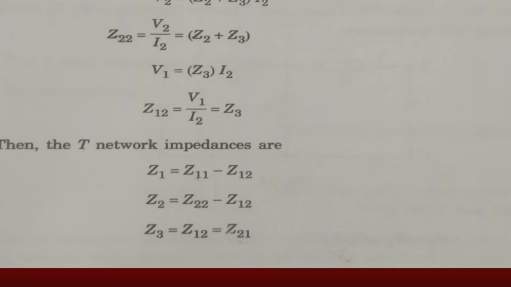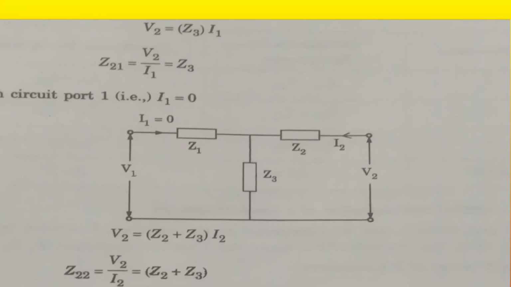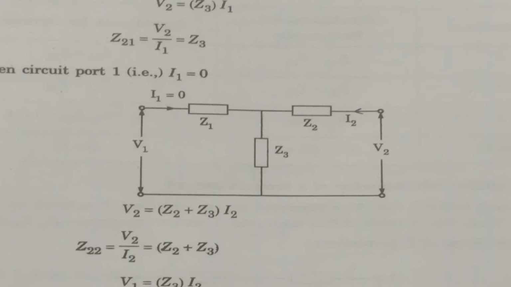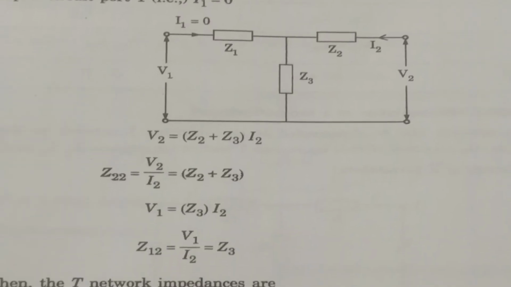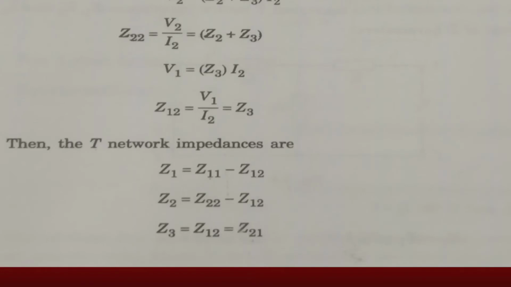We are getting this from the equation Z3 equal to Z12, and from the other equation we already got Z3 equal to Z21. So Z3 equal to Z21 and Z12. We have to substitute the values in the Z22 and Z11 equations and obtain these values: Z1 equal to Z11 minus Z12, Z2 equal to Z22 minus Z12, and Z3 equal to Z12 or Z21.